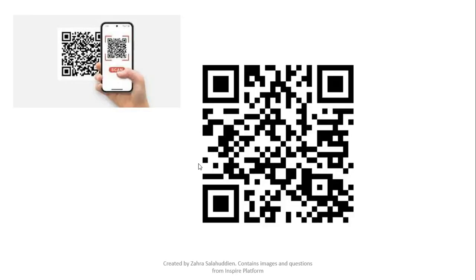Okay, please take a moment to scan this code and try these questions on our quizzes platform. Once you are finished, continue the video and move on to the next section.